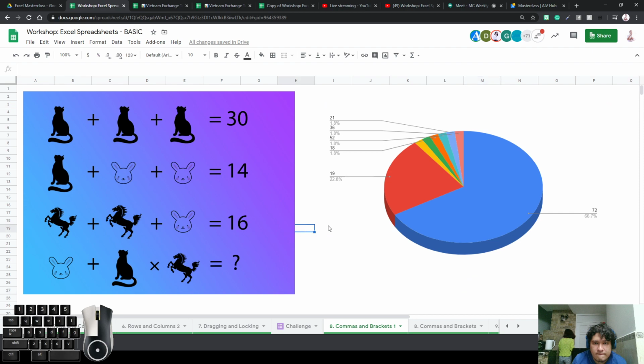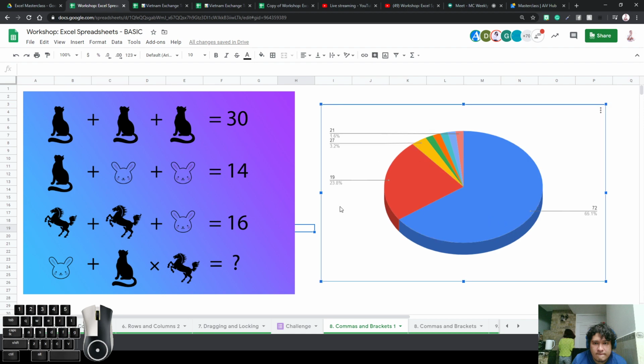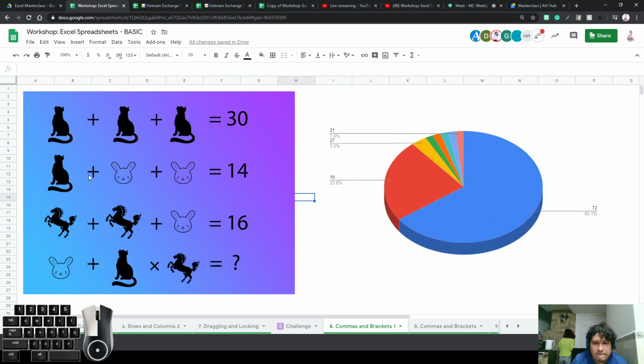But yeah, the reason why so many people are putting it wrong. Oh, okay, a lot of people are putting 72. Maybe you didn't notice, but this is cat plus cat plus cat, right? This is cat plus bunny plus bunny. This is horse plus bunny. But this is bunny plus cat multiplied by horse. I remember the first time I saw this I felt so stupid because I thought it was wrong. But don't worry, I'm just trying to fool you.